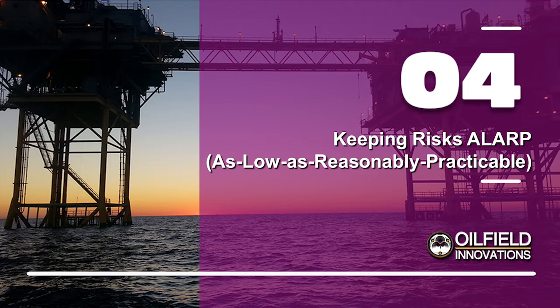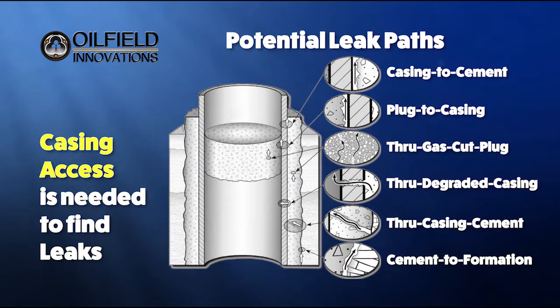The following is the fourth video in a series of videos about keeping risks as low as reasonably practical using tubing compaction. Keeping risks as low as reasonably practical requires casing access because it's needed to find leaks.